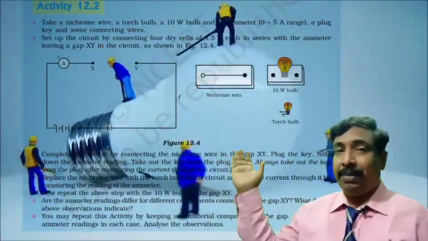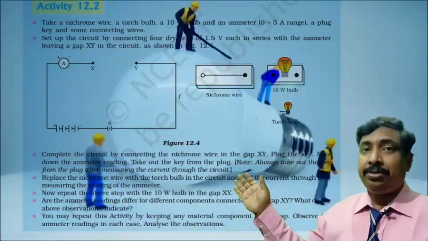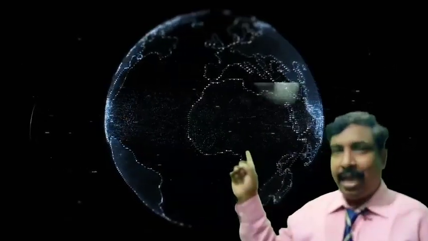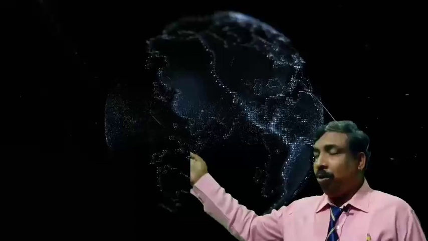What information you will get from that observation? You will say that, sir, values changed. Yes. Why different currents have to be moved in that resistances, means in that objects? When torch bulb is there, you will find that more current. When nichrome wire is there, less current. What happened?